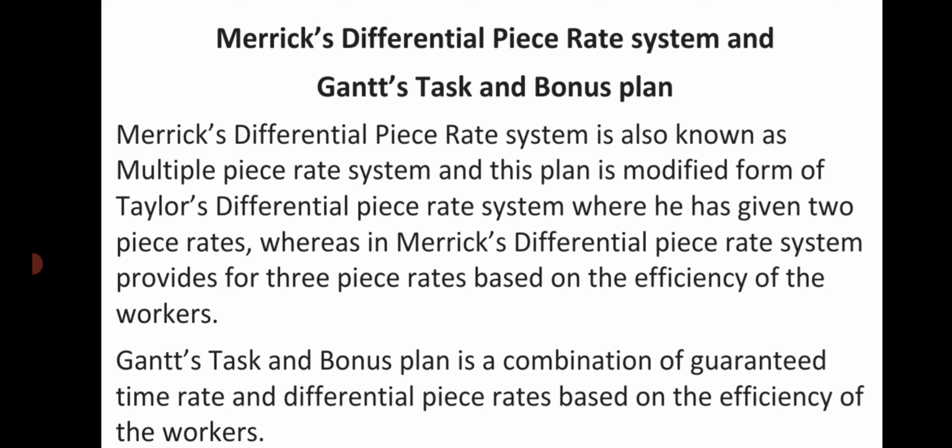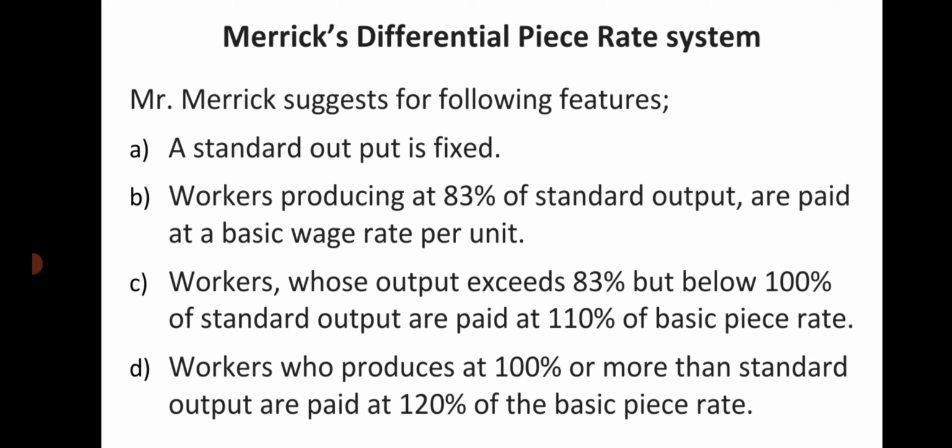Gantt's task and bonus plan is a combination of guaranteed time rate and differential piece rate. Here time and piece rate are combined by Gantt based on the efficiency of the workers. We will see the features one by one.